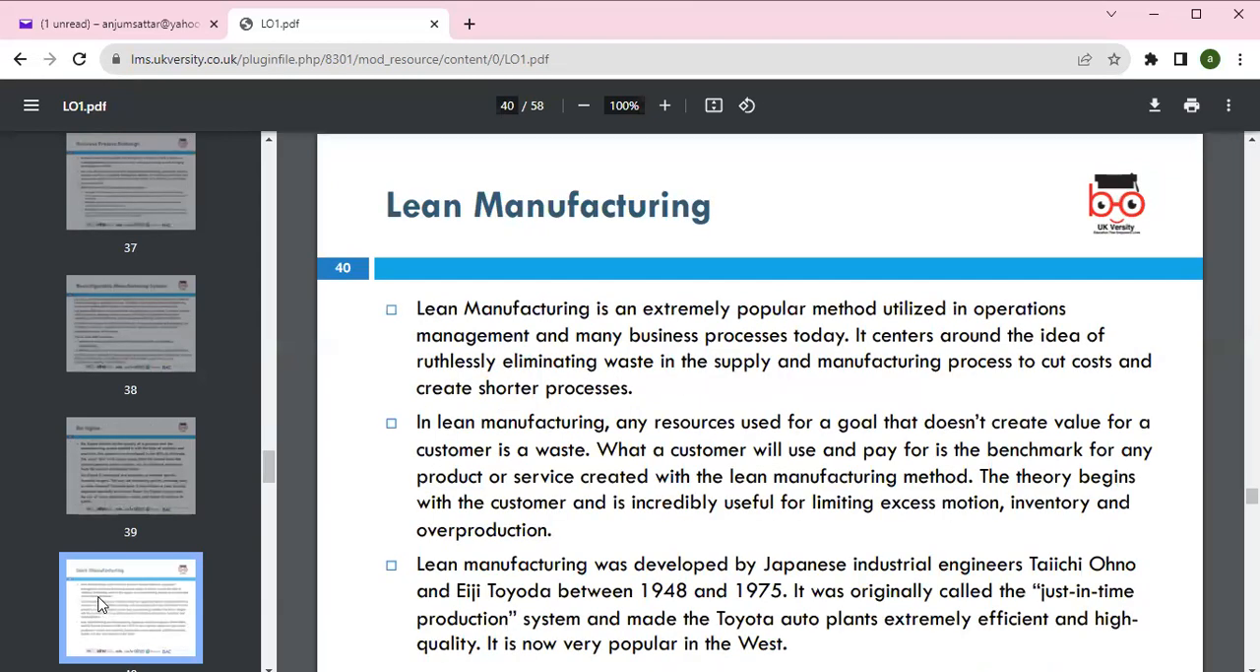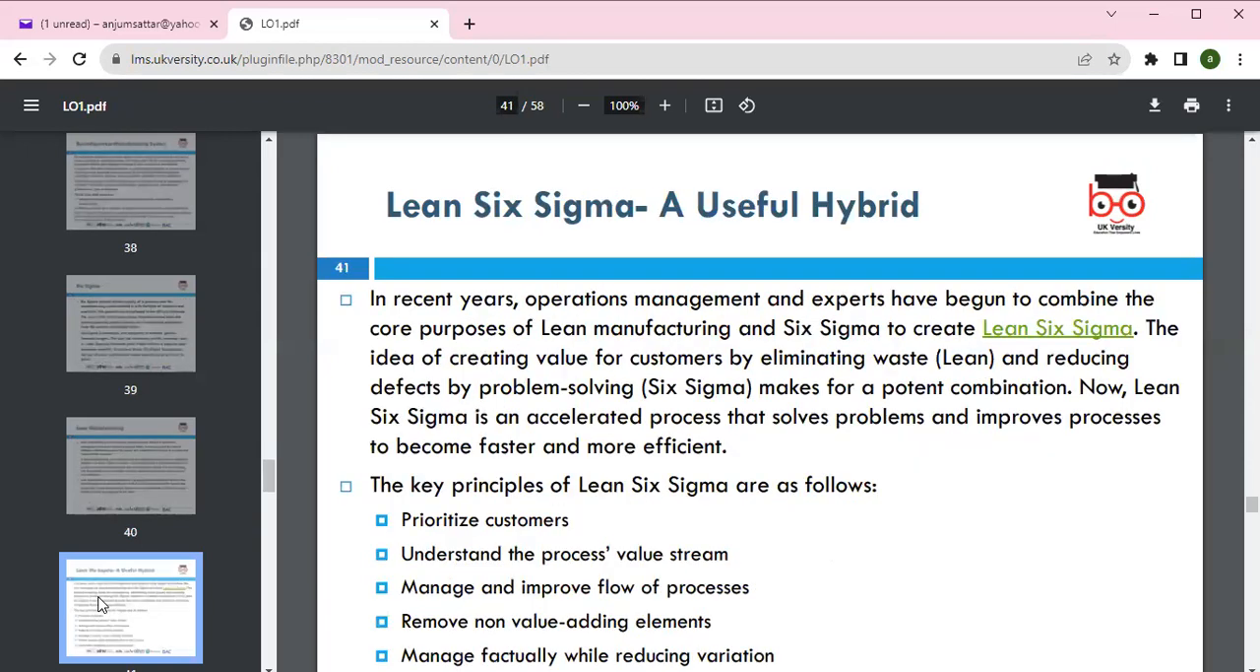Lean manufacturing. Lean is all about reducing waste and increasing efficiency. The lean concept is a Japanese concept of continuous improvement. So in the Japanese car industry and various other sectors, they have used this to reduce waste. Lean and Six Sigma are useful in the hybrid.